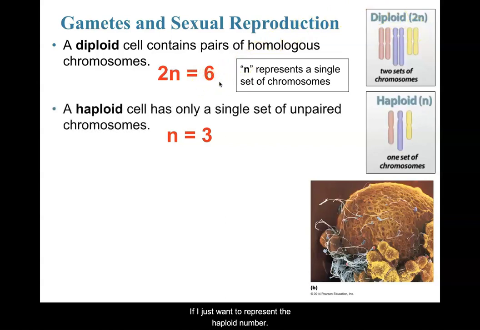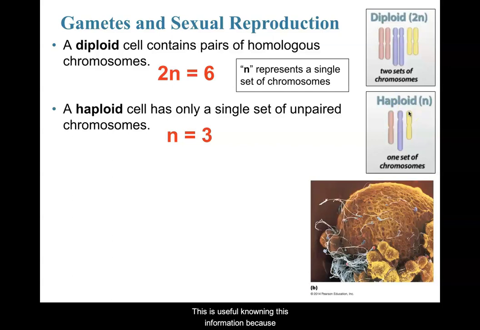If I just want to represent the haploid number, maybe that cell is going to be haploid, maybe I just want to represent this number, what N equals, it would be 3 for this organism. It's the single set of unpaired chromosomes. So if I actually take away all the partners, pink loses its partner, purple loses its partner, yellow loses its partner, so the single set would be haploid. There's just 1 pink, 1 purple, 1 yellow. So that number is 3, since each of them have lost their partner.